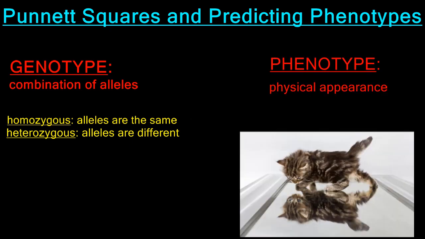The physical appearance of a trait in an organism is called its phenotype. A phenotype is determined by the genotype or combination of alleles. For instance, an organism might have the genotype big T and be tall, or little t and be short. Tall and short are the phenotypes, determined by the genotypes big T or little t.